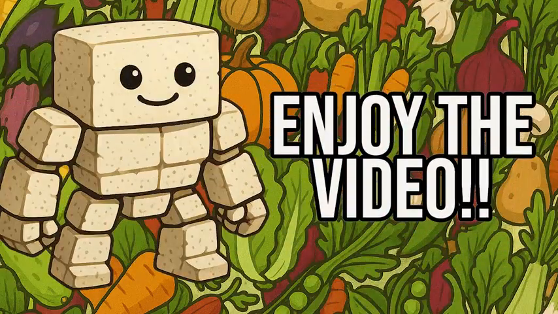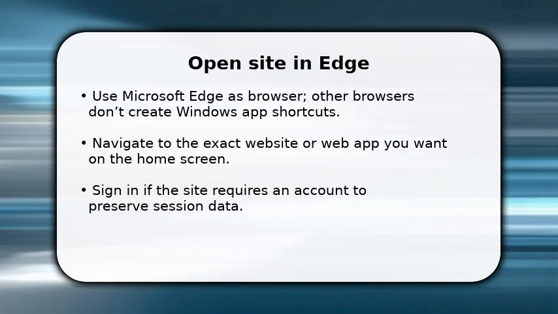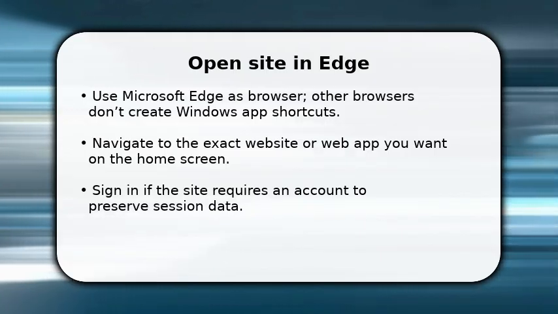Please enjoy the video. You must use Microsoft Edge for the only reliable method. First, open Edge and go to the website you want as a shortcut. Make sure you're on the exact page and signed in if needed. Once there, open the Edge menu, 3 dots in the top right. This starts the conversion to a progressive web app.